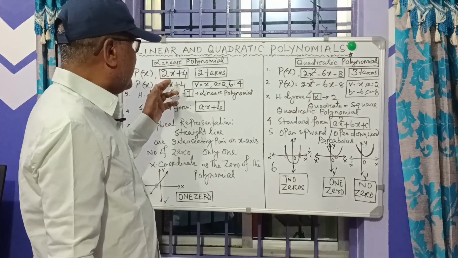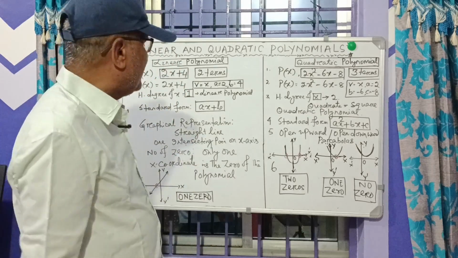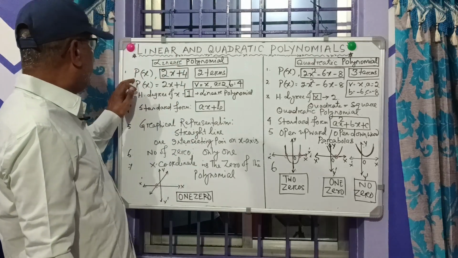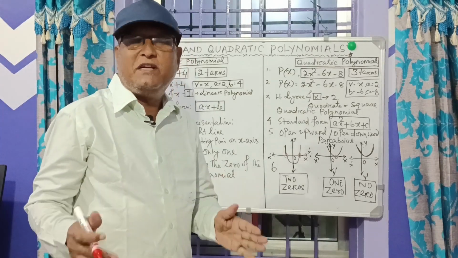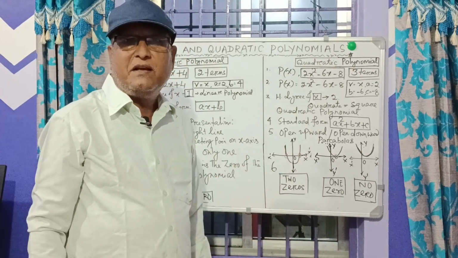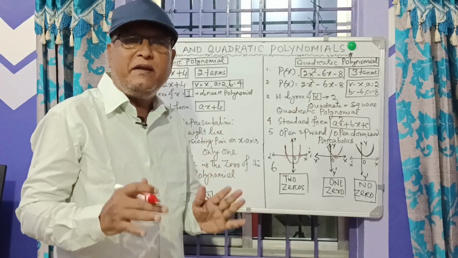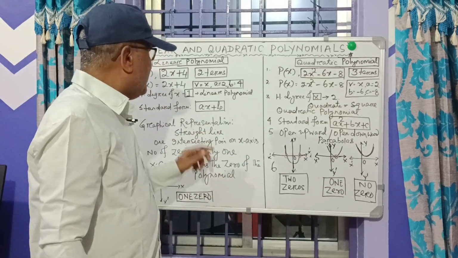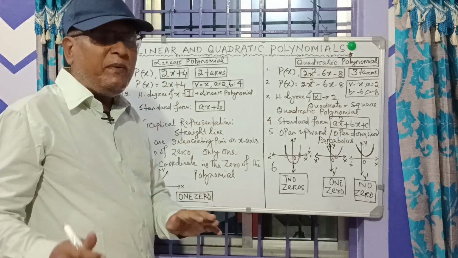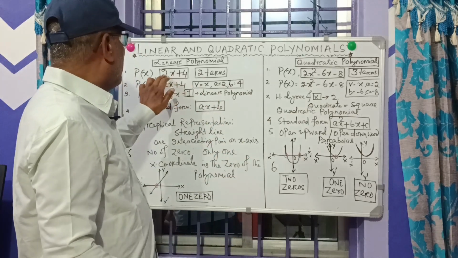We have taken an example for you. So you see, we have written here p(x). What does it mean? Students are confused. What is p(x)? That is a polynomial in one variable, that is x. So one polynomial we have taken for you: 2x + 4.